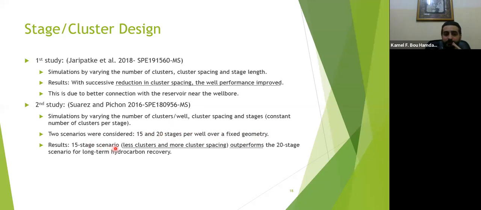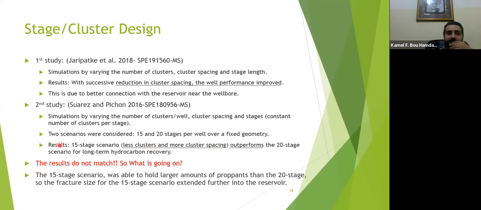So what were the results? Here, the 15 stage scenario, which has lower clusters and more cluster spacing, showed that it outperforms the 20 stage scenario for long-term recovery. So here we are saying that the larger our cluster spacing, we're going to have better recovery of hydrocarbons. So if you compare the first study and the second study, they are actually opposite to each other. The first one says that if we reduce the cluster spacing, the performance of the well improves, whereas the second one says if we increase the cluster spacing, we are going to get a better performance of the well, and we are going to produce more hydrocarbons. So what should we do? Should we go with the lower spacing or the larger spacing?